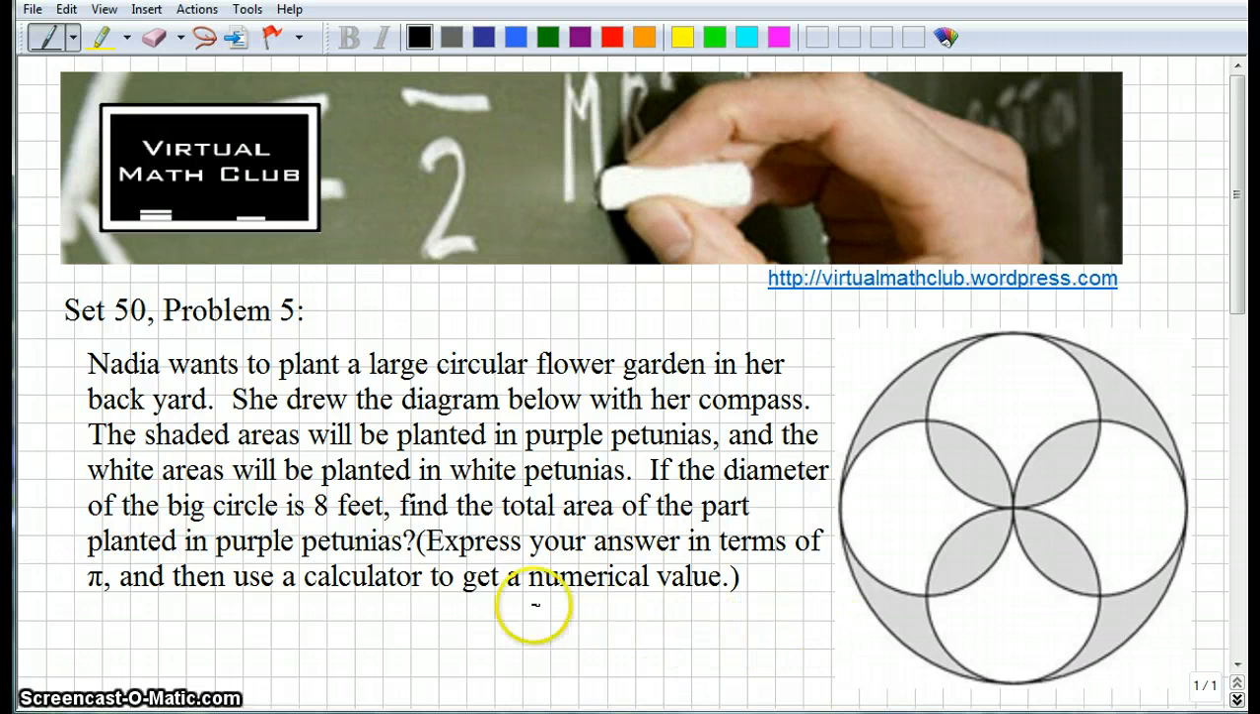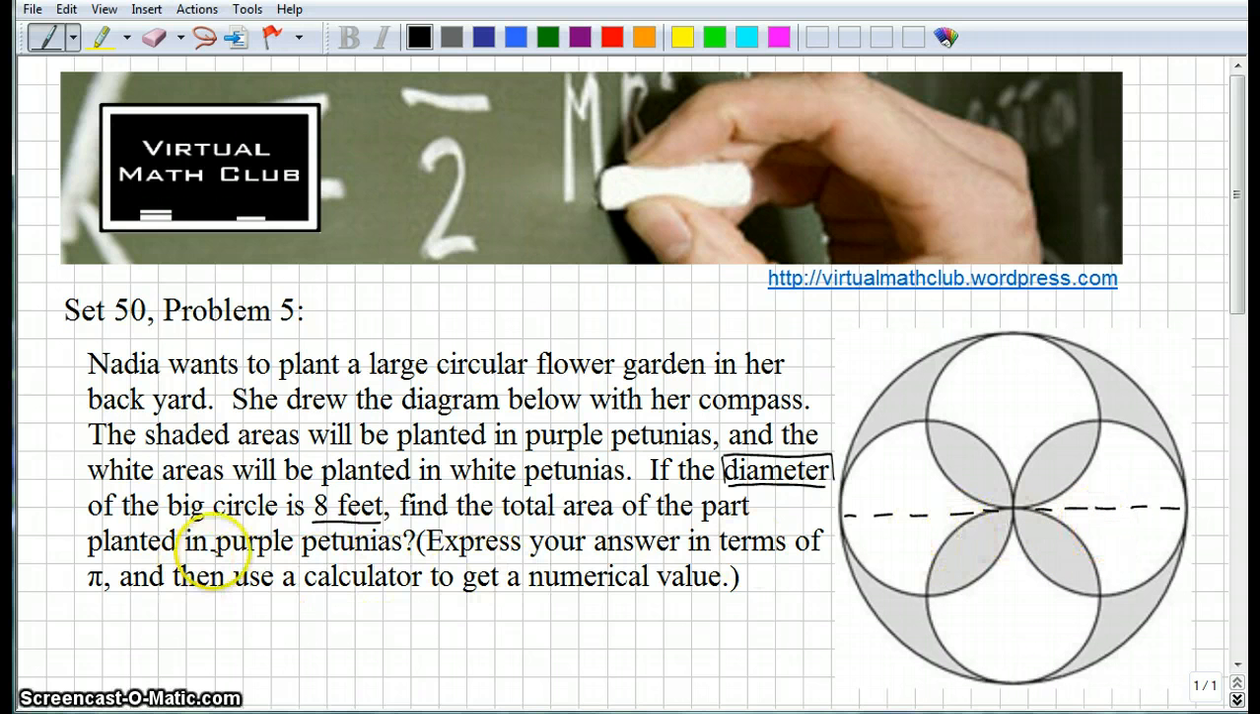First of all, the only information that we're given, other than the drawing, of course, is the diameter of the large circle, which is 8 feet. Make sure you recognize this says diameter. So that's the whole distance across the circle, this whole thing across here. You need to recognize that because all of our area formulas for circles involve the radius. So if the diameter is 8 feet, then the radius is 4 feet.